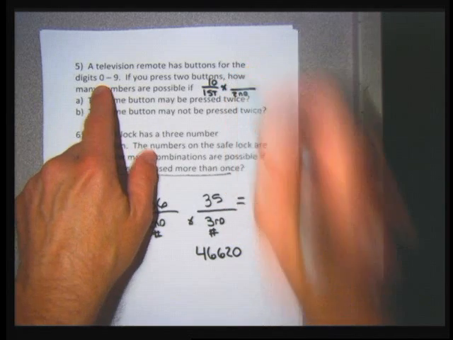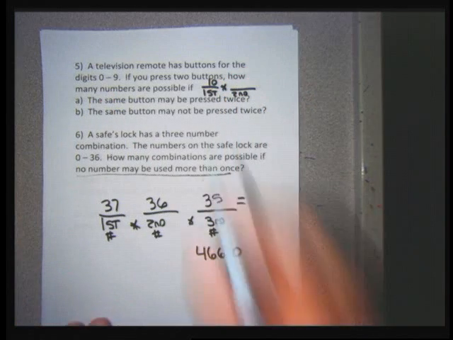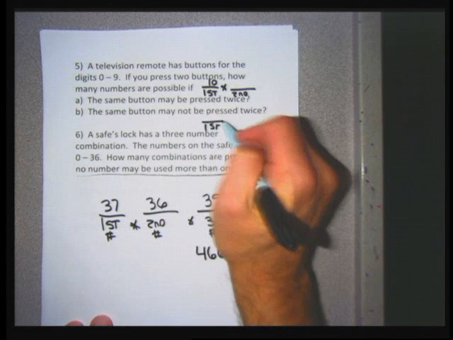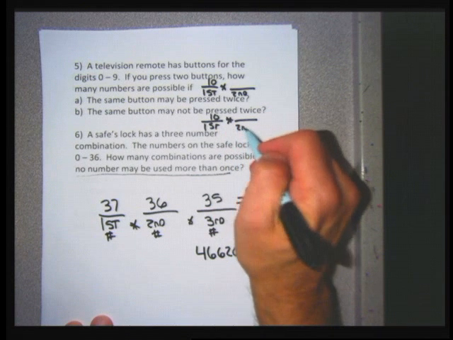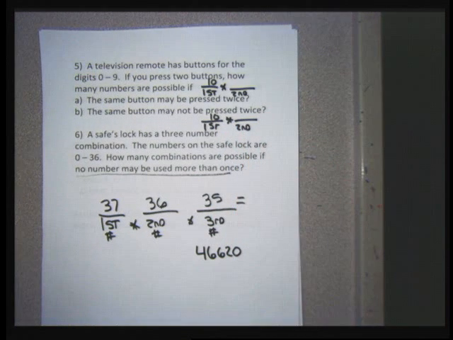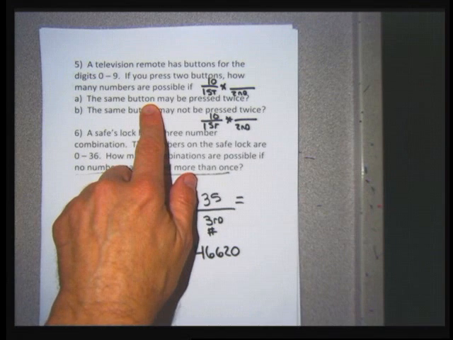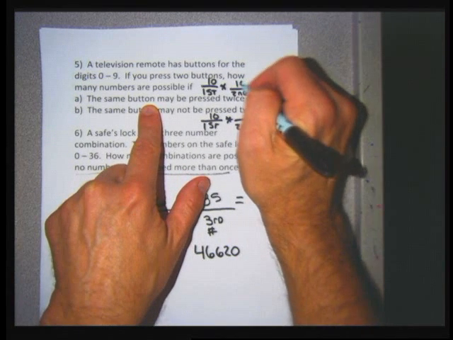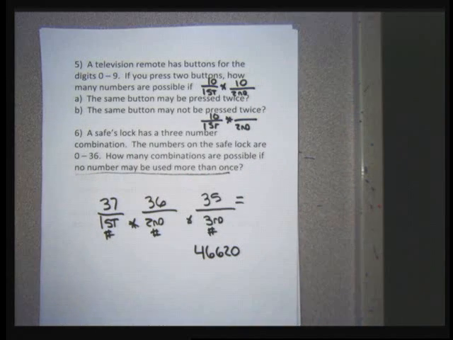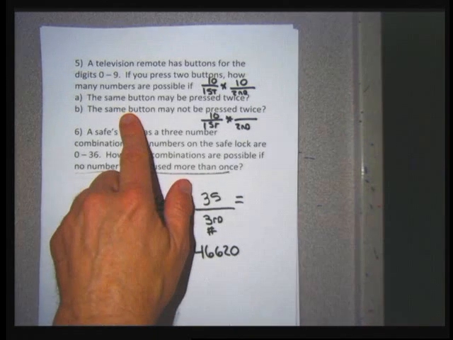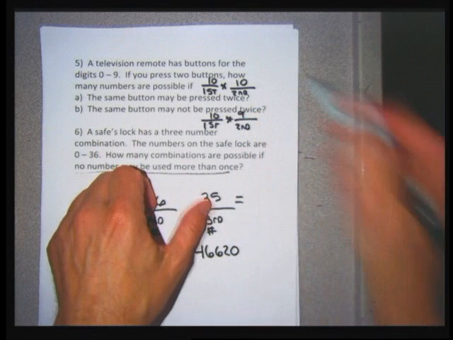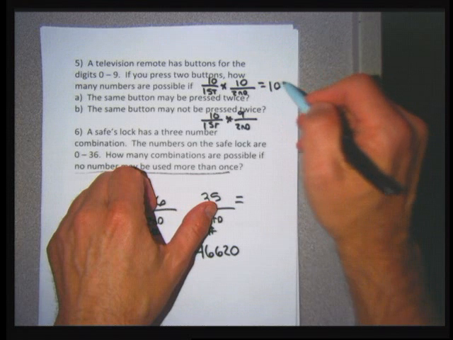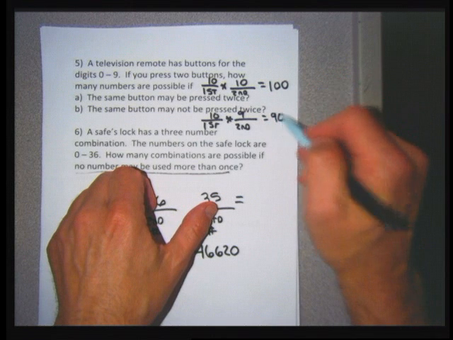So for both parts A and B, your beginning is going to have 10 choices for the first number, because there's 10 numbers, the digits 1 through 9, and then 0 makes 10. The second choice is going to be dependent on the problem. In part A, it says you're allowed to pick the same button twice, so there's still going to be 10 choices for the second number in part A. But in part B, it says once you pick a button, you can't pick it again, so there's only going to be 9 choices for the second. And then you just multiply these. So for part 5A, I'll get 100. For 5B, I'll get 90.